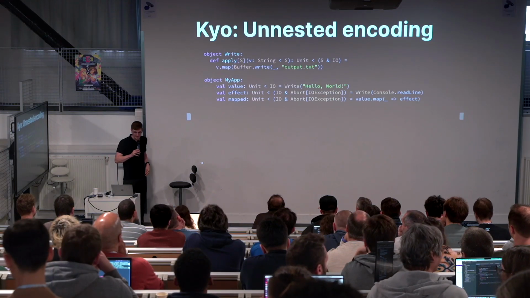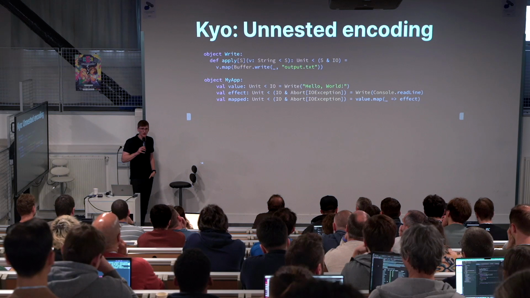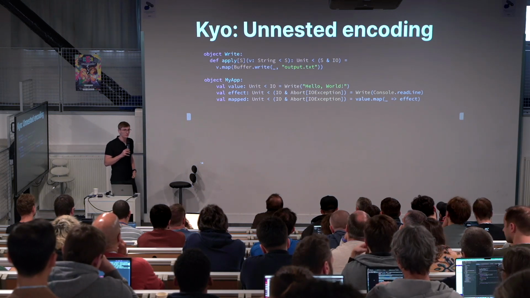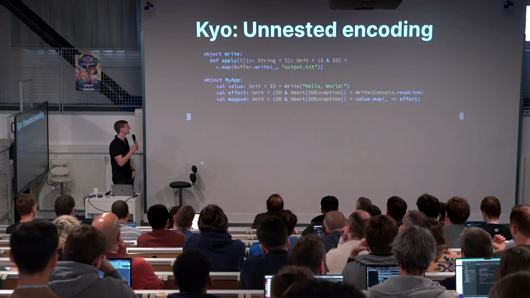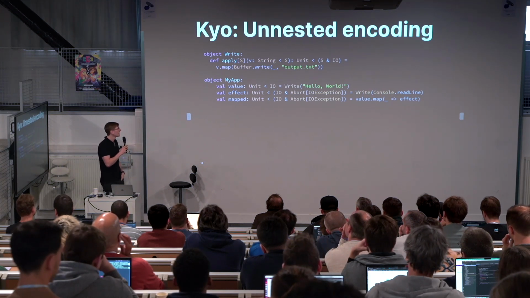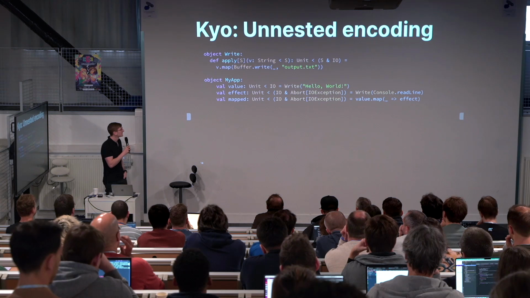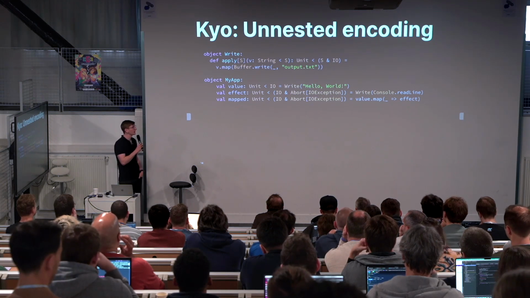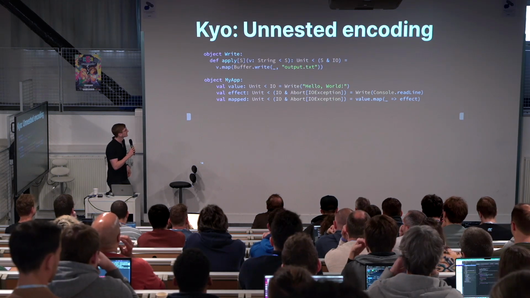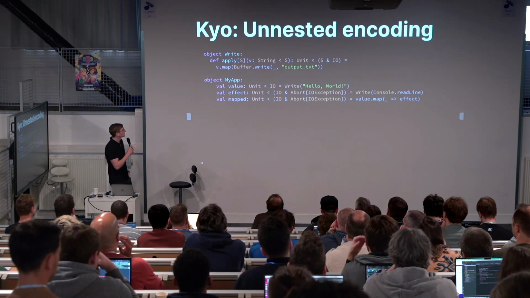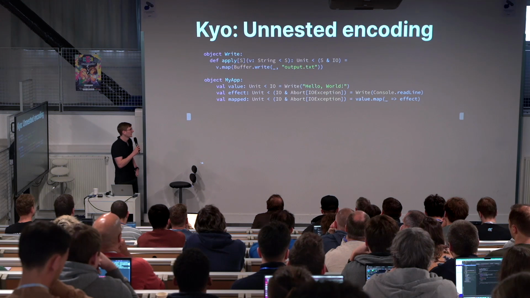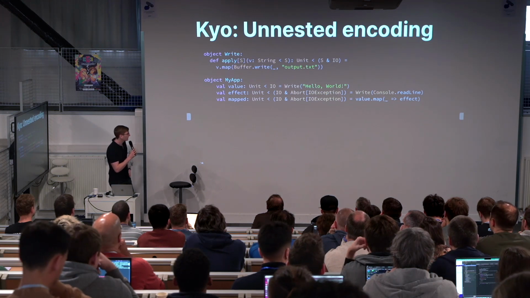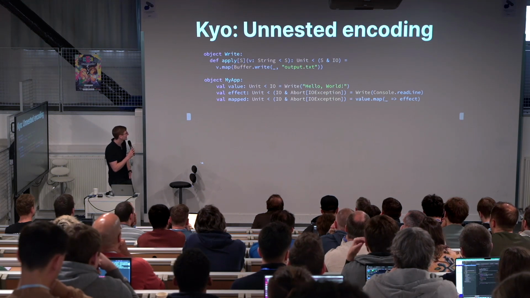The other thing about Kio is that you get this beautiful unnested encoding. So if you notice, this function I wrote here, this is a write object with an apply method, and it accepts this Kio computation returning a string with any number of effects, and we're going to get the value using map, and we're going to write it to some buffer. And apparently that buffer uses I/O, so that's interesting, I guess.